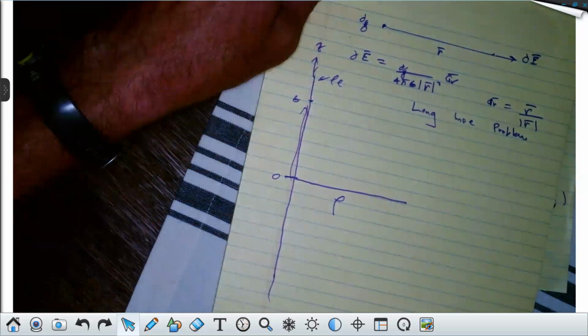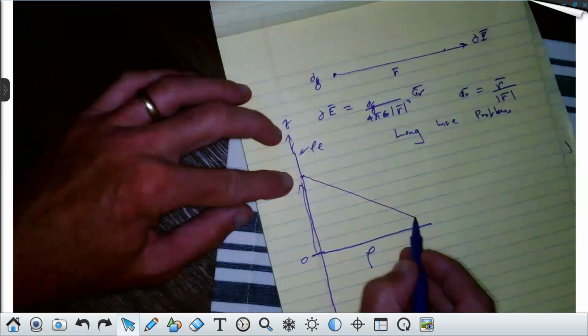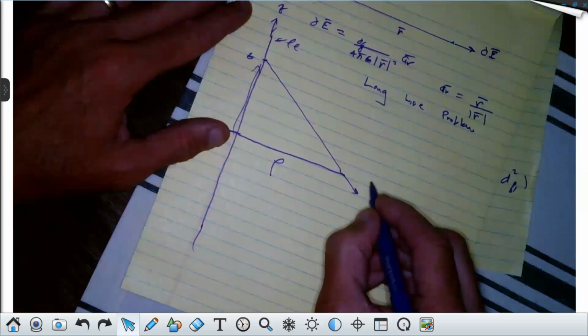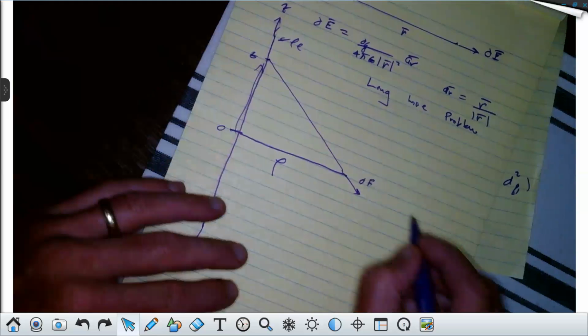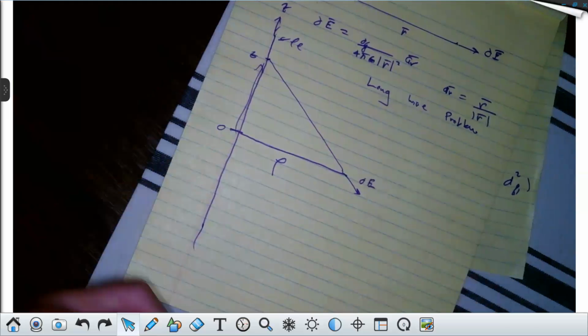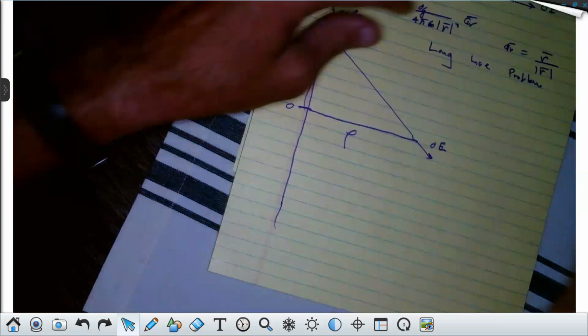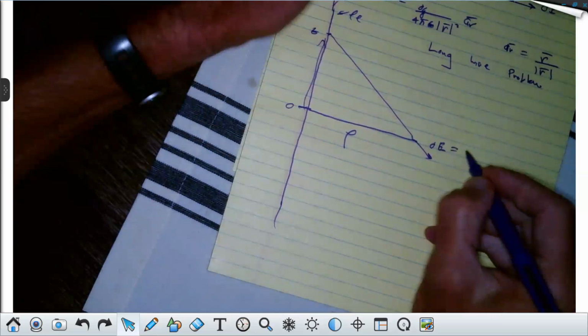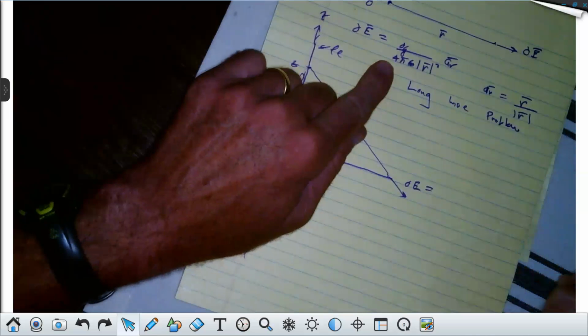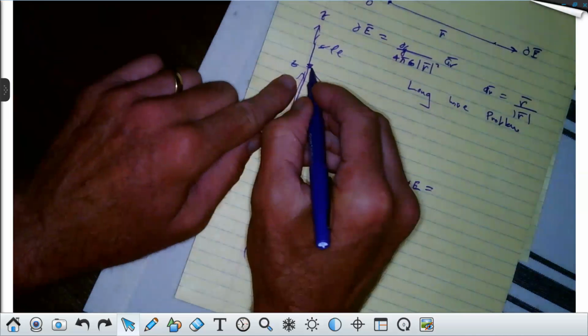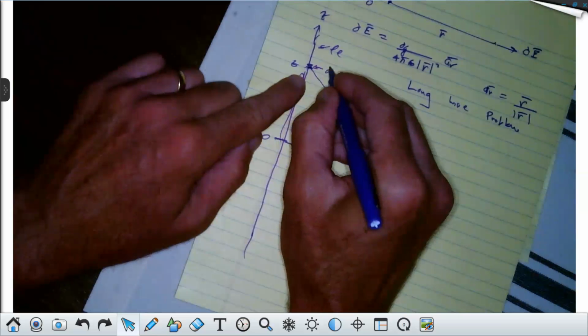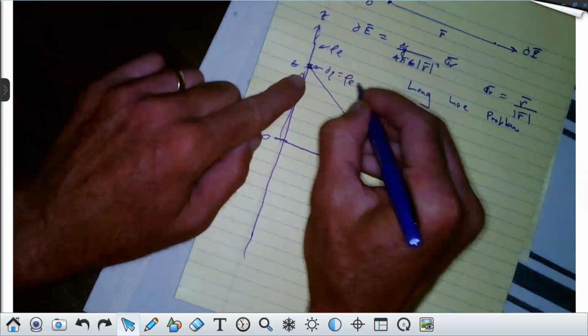Now, from here, I shoot down a radius vector, and that gives rise to a differential electric field right here, right? All right, now we're going to write an equation for that differential electric field. So what would the equation be? Well, always start with the fundamental equation I have right here. It's dq. And what would dq be here? Well, it would be rho L times dz, wouldn't it?